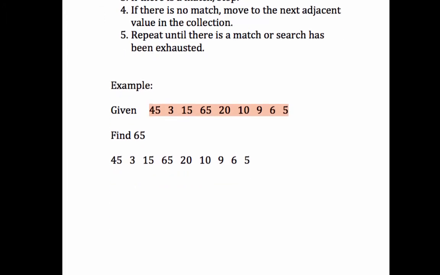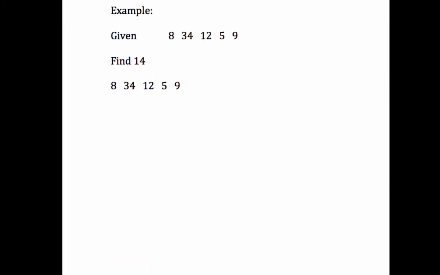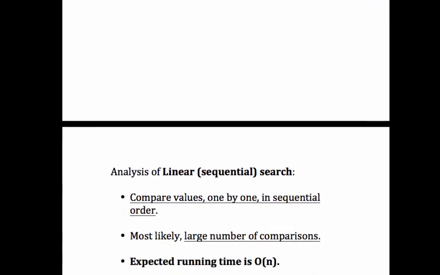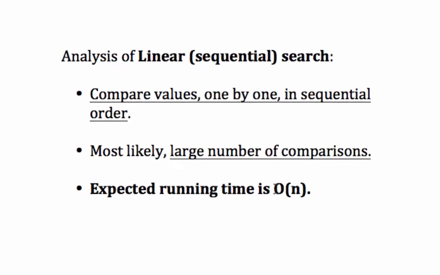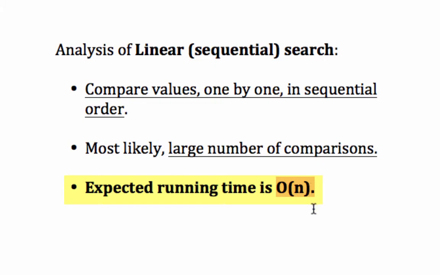So the expected running time of the algorithm is proportional to the size of my data. And that, we said, is O of n. Again, don't worry about the meaning of O, it's just a notation. What is important is to understand that linear search is directly proportional to the size of our data. The bigger the data is, the longer it's going to take for us to find the values.